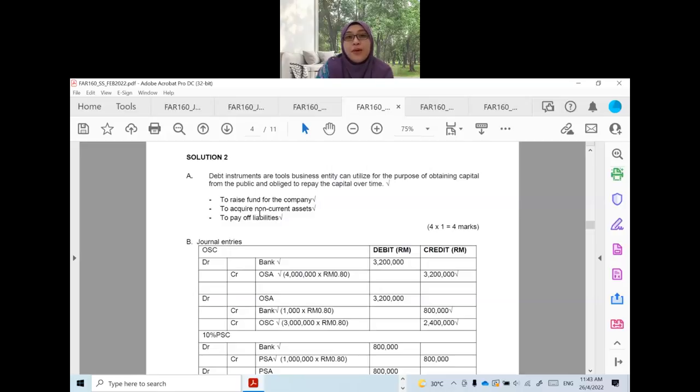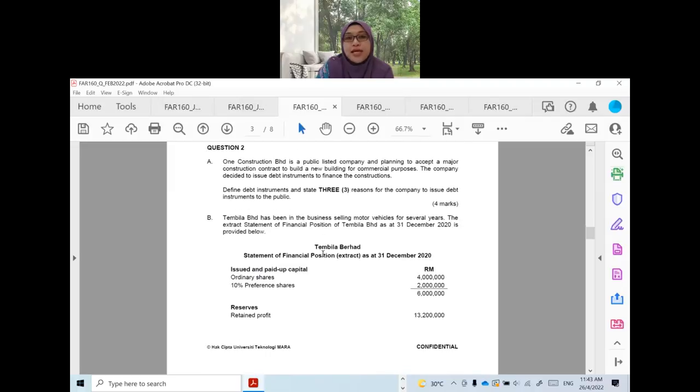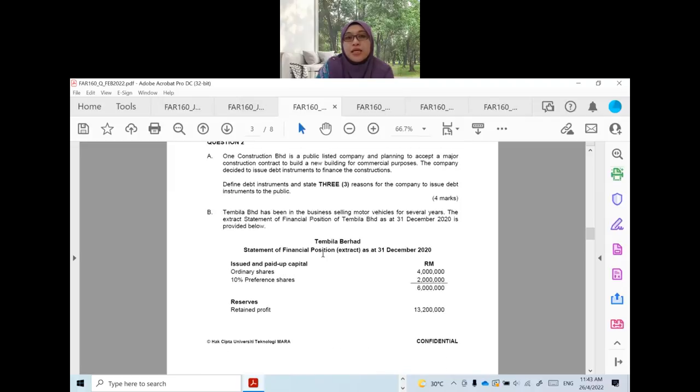And then you may also use the money to pay off other liabilities, because you might have several debts. So in order to settle another debt, you can use the money. So that's the answer for the definition of debt instrument and the reasons for a company to issue debt. Let us continue on to the next part, the computation.